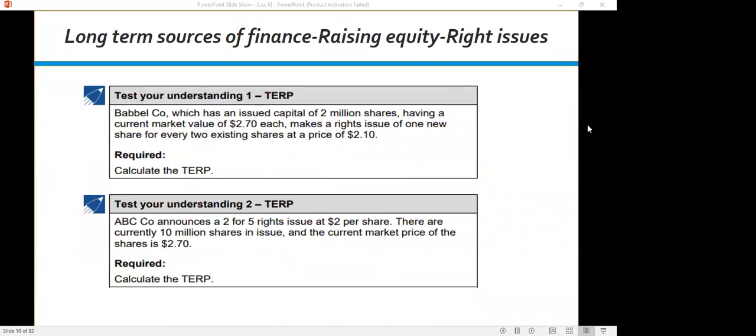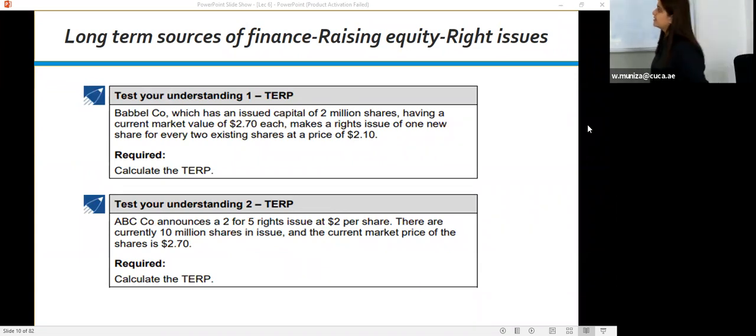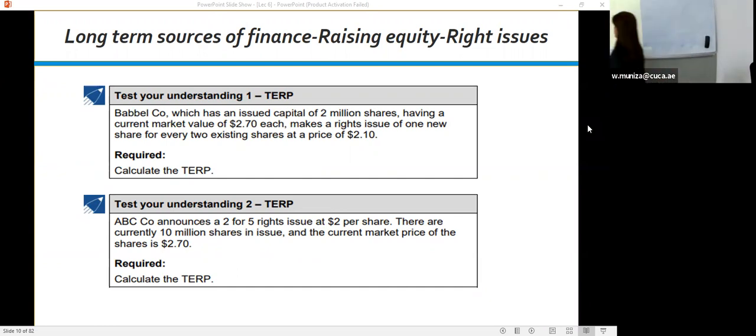Okay, let's move on. Students, here is illustration number one, in which we are required to calculate TERP, that is, theoretical ex-rights price. A company which has issued capital of 2 million shares. So my dear students, the existing shares are how much? 2 million shares, having a current market value of 2.7, makes a rights issue of one new share for every two. Students, what is the proportion of the rights issue? One for every two existing shares at a price of 2.1.